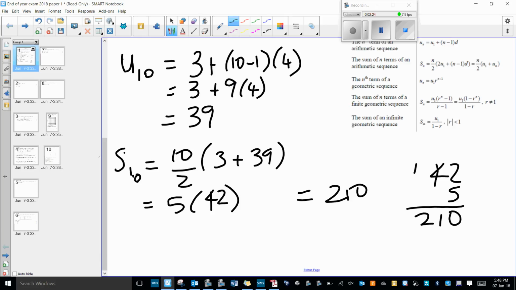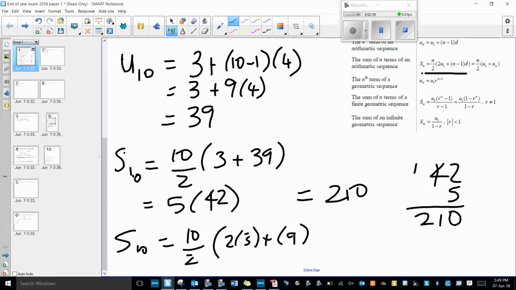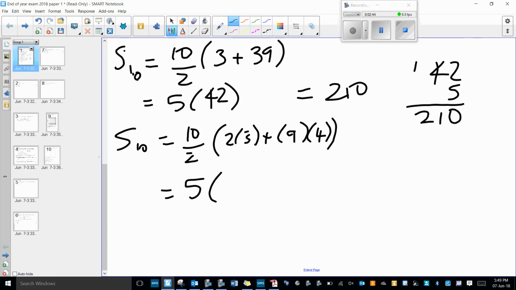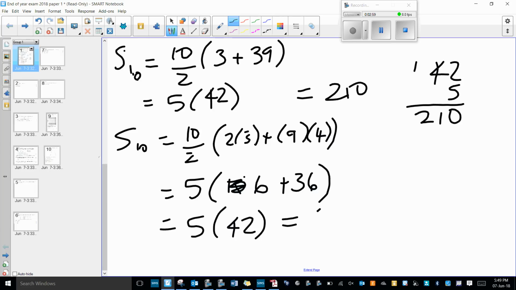If we use the other formula, it would be 10 over 2, so now I'm talking about this one. Brackets 2 lots of 3 plus 9. I did that in my head, it's alright. Oops, sorry, that's 6. Can't mind-write. 9 multiplied by 4 is 36. 5 multiplied by 42 is still 210. Okay, that's question 1.